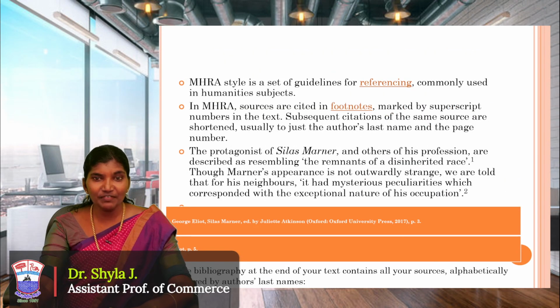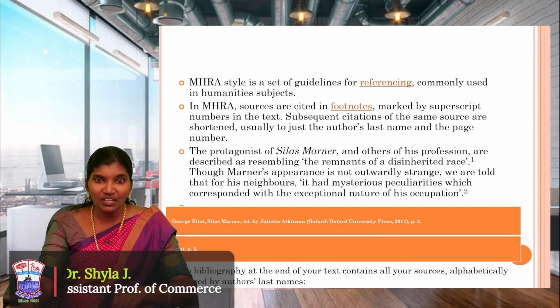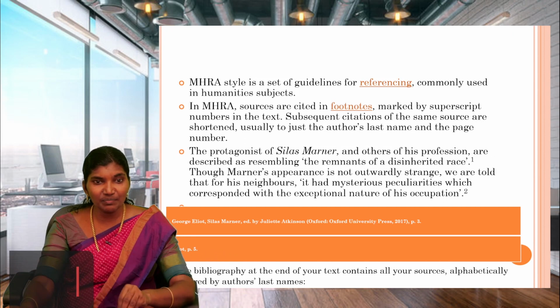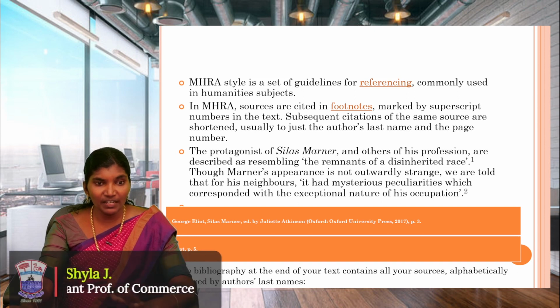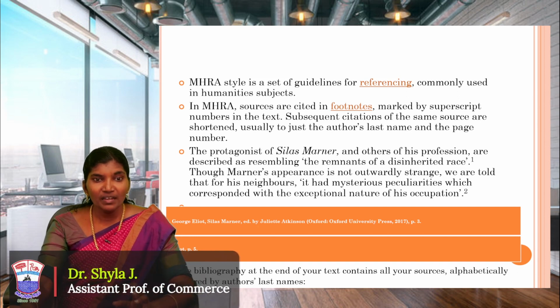MHRA style is a set of guidelines for referencing commonly used in humanities subjects. So for humanities subjects we can use this MHRA format, which was developed in the UK, and sources are cited in footnotes which are marked by superscript numbers in the text. Subsequent citations of the same source are shortened, usually to just the author's last name and the same page number.